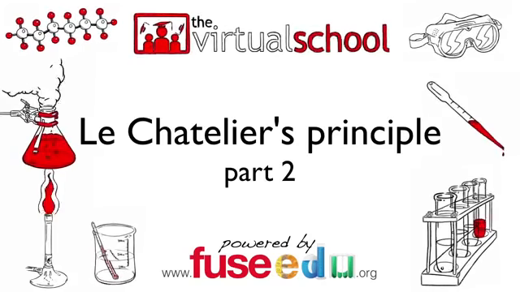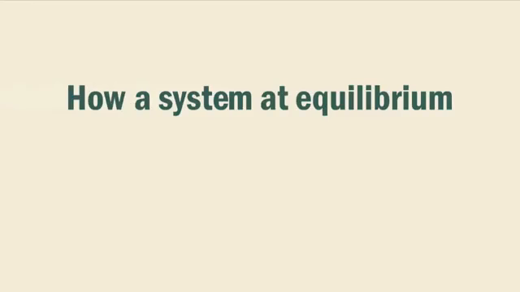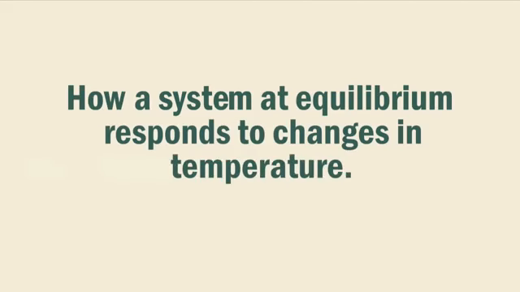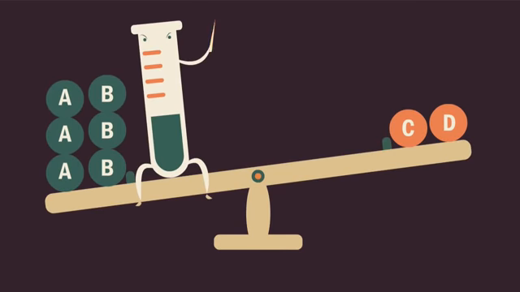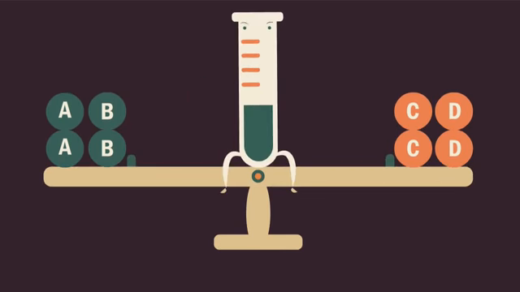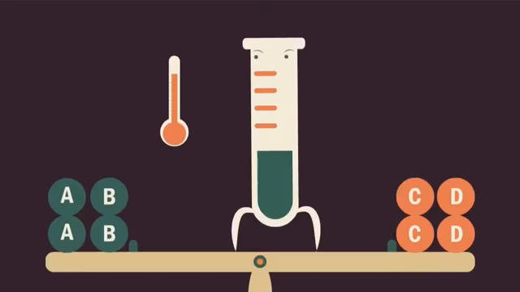In this lesson, you will learn about how a system at equilibrium responds to changes in temperature. Le Chatelier's principle states that a chemical system at equilibrium always works to restore equilibrium when it is stressed.